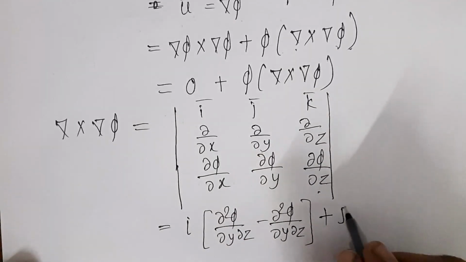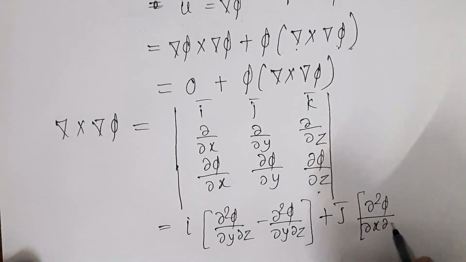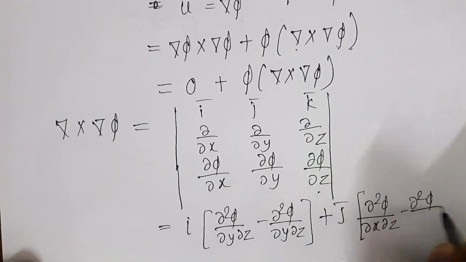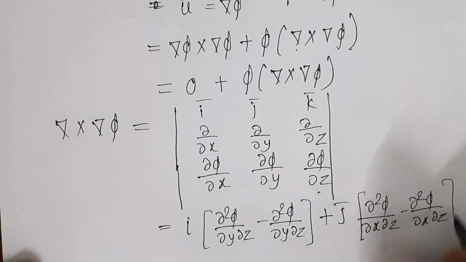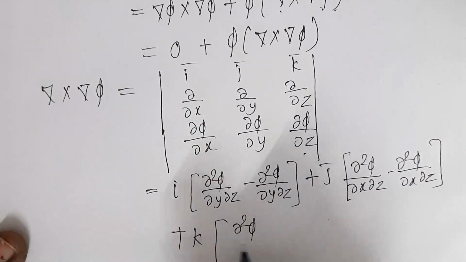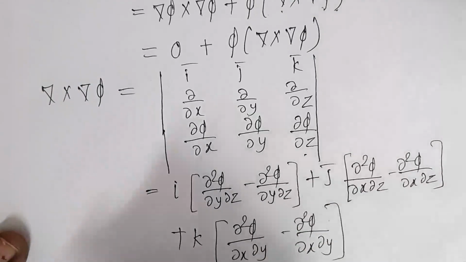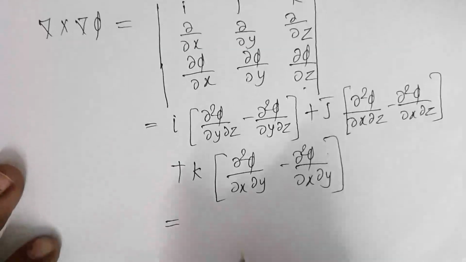Similarly, plus j times del 2 phi by del x del z minus del 2 phi by del x del z, plus k times del 2 phi by del x del y minus del 2 phi by del x del y. So all will get cancelled, both are the same. So it is equal to 0.